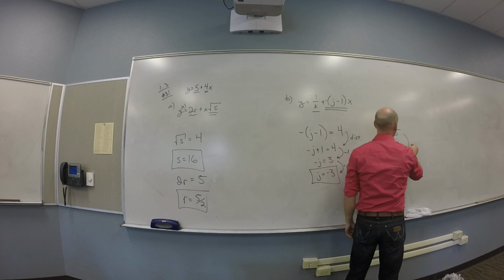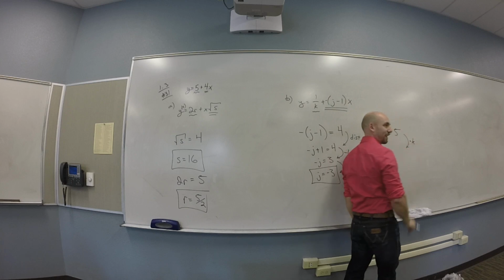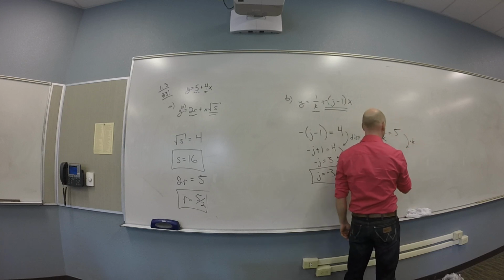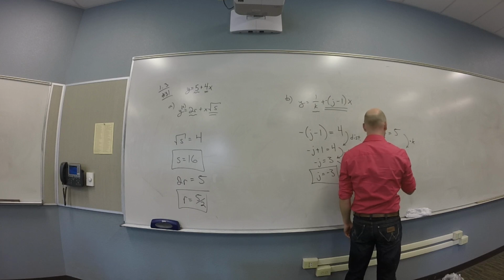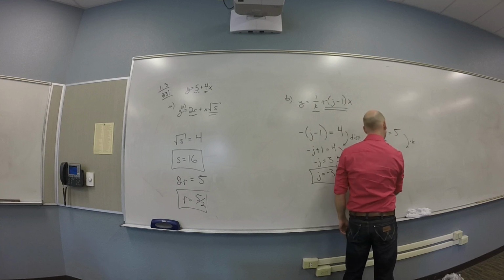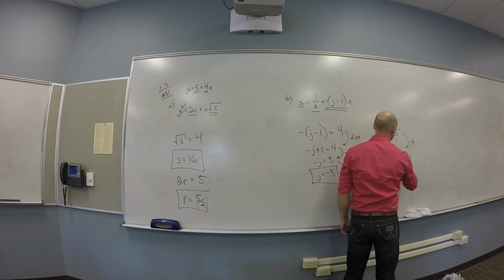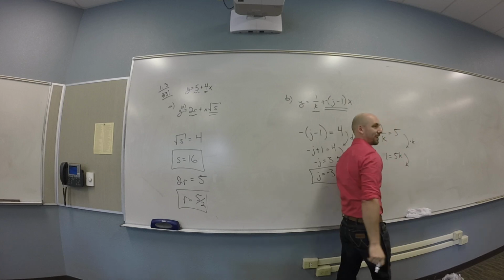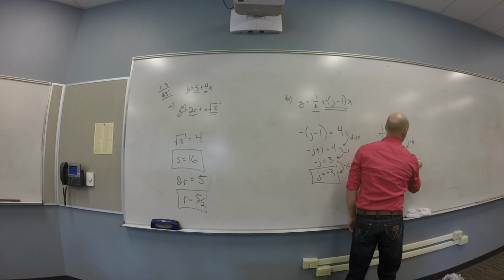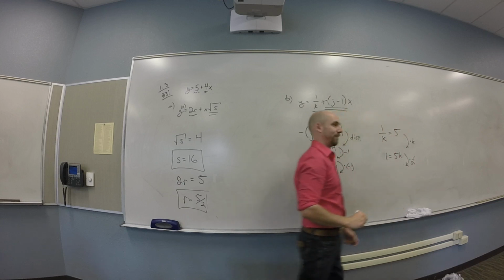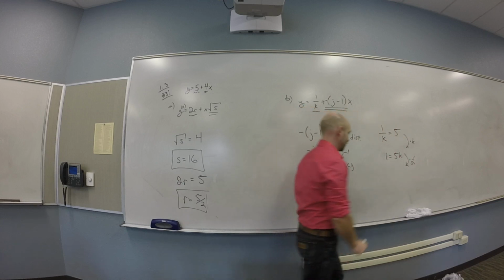You multiply both sides by k and you get 1 equals 5k. And then divide by 5. So 1/5 equals k. So you get 1/5.